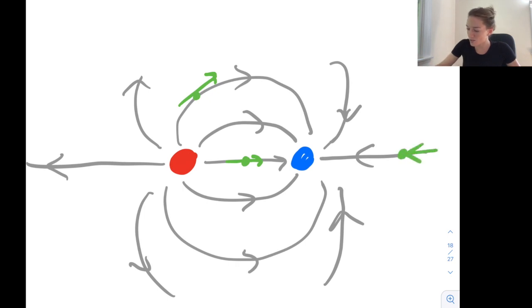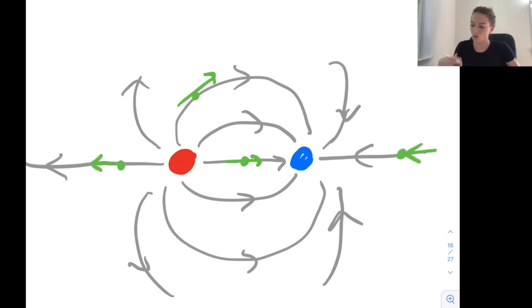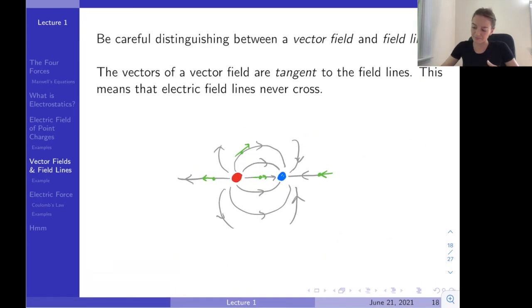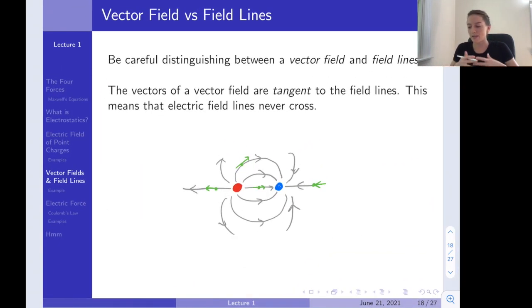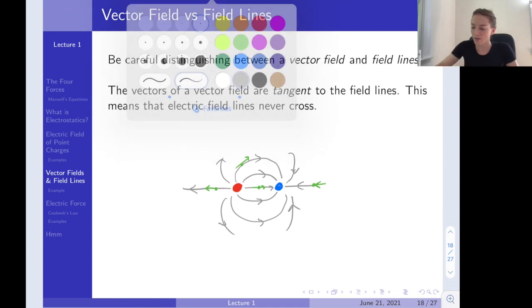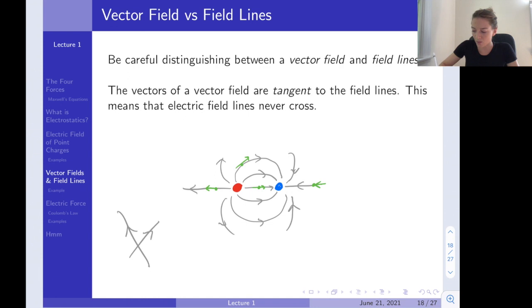And you can do this anywhere. So the vectors of your vector field are tangent to the field lines. And now, sort of like a corollary of that, as I mentioned before, since a vector field can only have a single vector per point in space, your field lines can never cross, right? You can never have field lines that go like that, because that means your electric field is pointing in two different directions at the same point, and that can't happen. So your field lines will never cross.